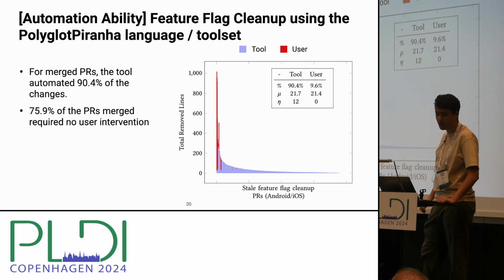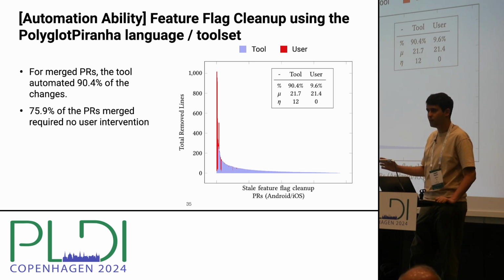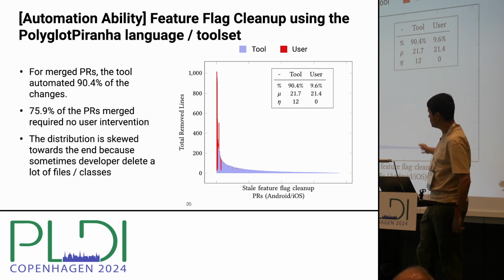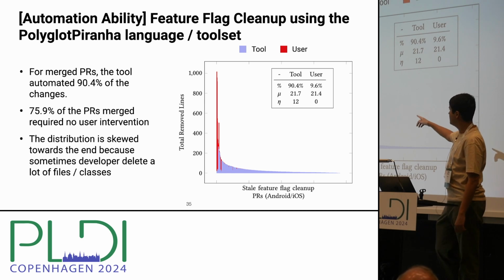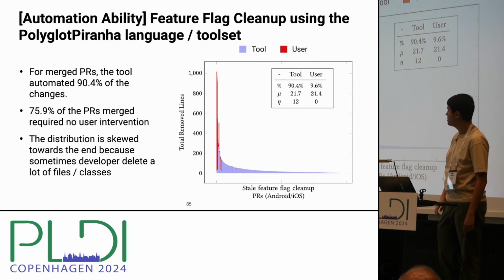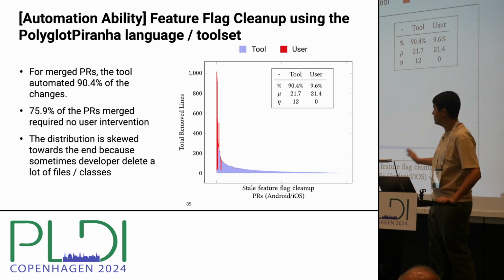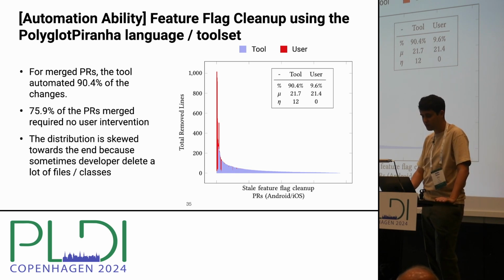And out of all these PRs that were produced, 76% did not require any user intervention. So that means the change was just accepted and the flag was cleaned up. This distribution is very skewed, so you can see towards the end here, these are the flags the user and the tool deleted. In some cases the developer goes and deletes a lot of files and classes. That's why you see so many lines deleted towards the end of the distribution.